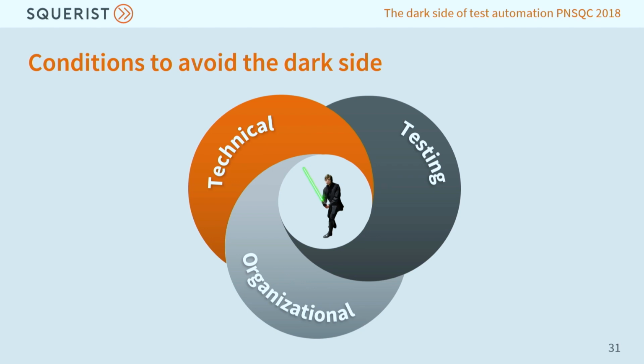Take all things into consideration. If you want to be successful with test automation, we need to look at the technical side of things, the organizational side, and of course the testing side of things.